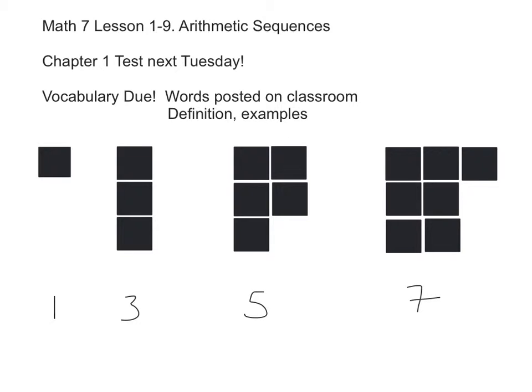When we see a series of numbers like this, 1, 3, 5, and 7, we call it a sequence. A sequence is an ordered list of numbers. And hopefully by looking at this sequence, you can identify a pattern. And the pattern for this one is that every time you go to the next term in the sequence, you are adding 2.